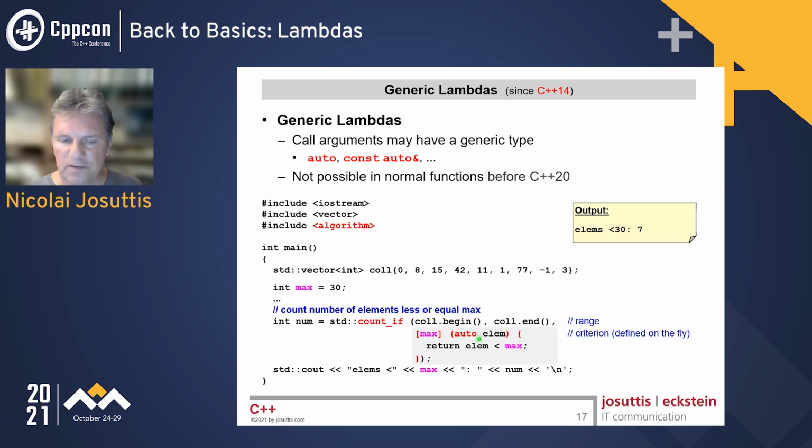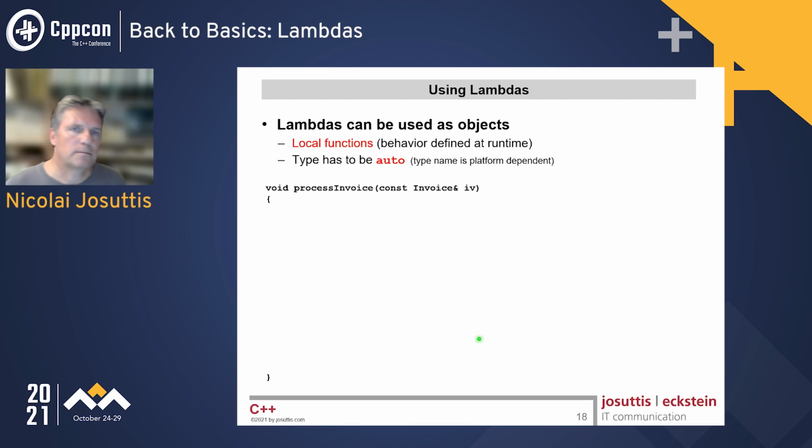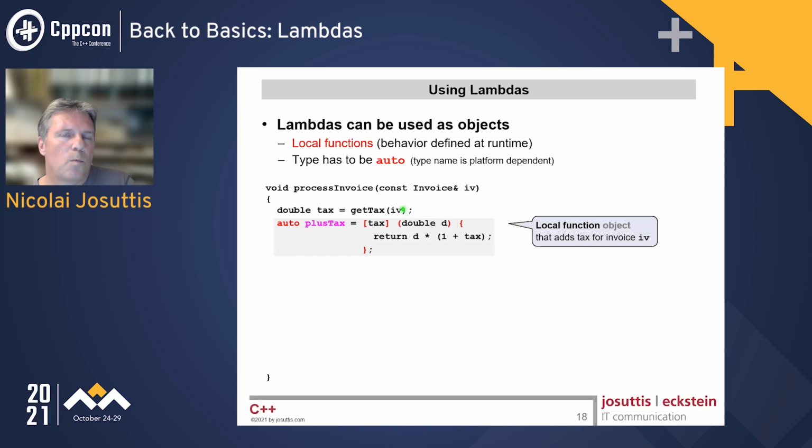The power of this feature may become clear if you look at this example. So let's process an invoice. We have a parameter here. The parameter is an invoice we get from the calling side. So what we do is we have to find out what is the amount of tax to add to any item in this invoice. So let's call a function getTax, returning a double. It could be auto here.